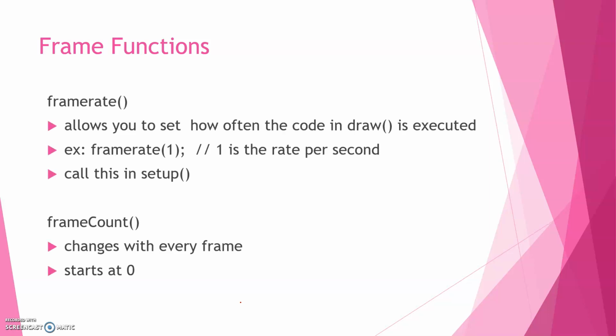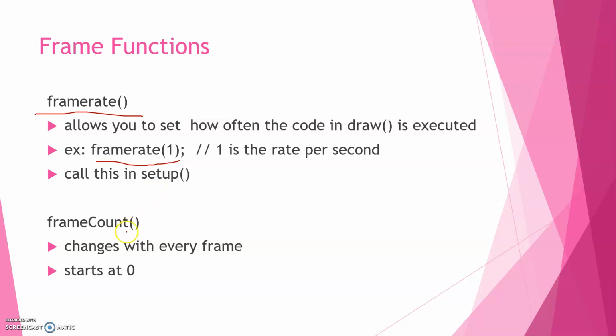To go with that, we have a couple of built-in frame functions or variables that we can use. The first one is frame rate. The frame rate allows you to set how often the code in draw is executed, and it's a rate per second. So if you set the frame rate to 1, it will redraw at 1 frame per second, so once per second. You need to set your frame rate up in your setup function, and then it's done.